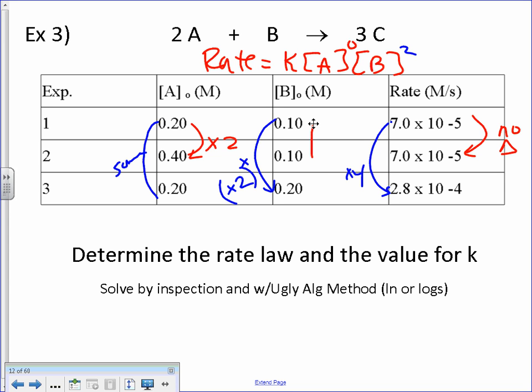I want to prove to you how this works the same way with the ugly algebra method. And the ugly algebra method is going to be something you use whenever something is not constant in the table, so you can't do table logic. Okay, it's your second go-to.